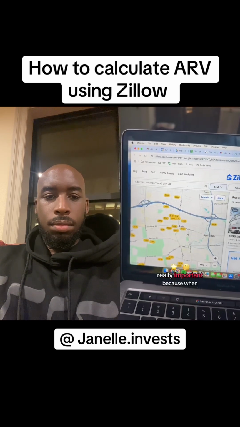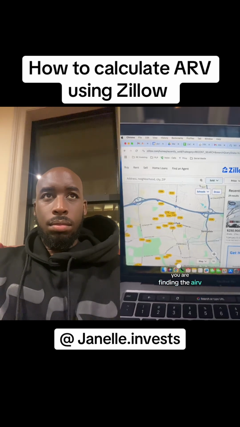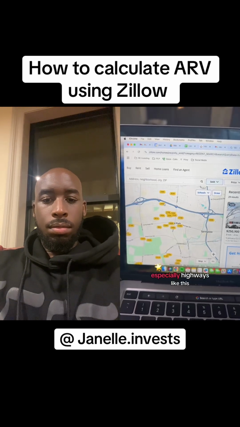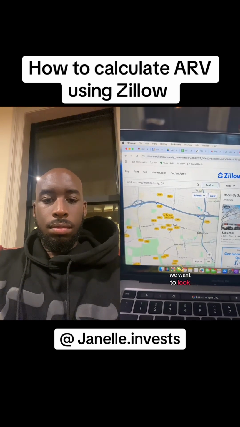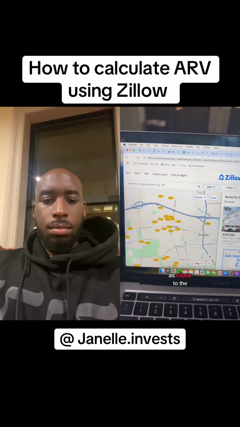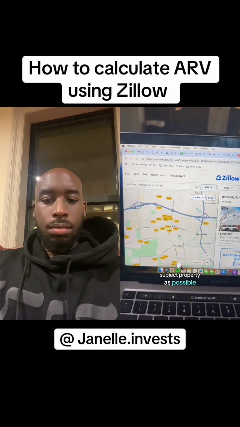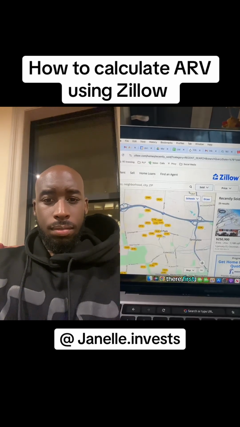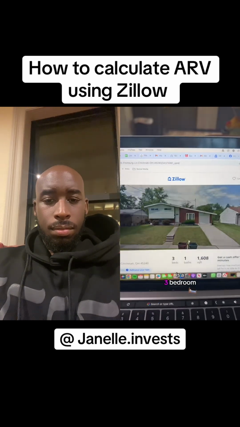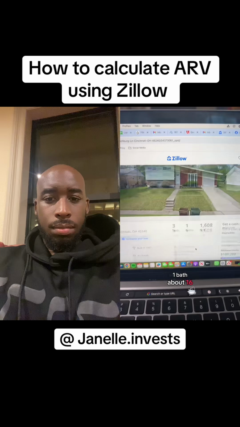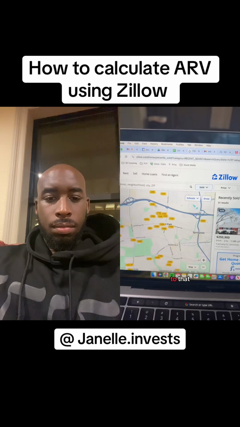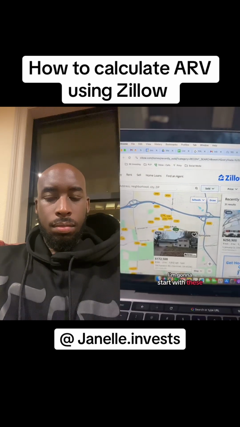And knowing this location is really important because when you are finding the ARV, you cannot or should not cross any major roads, especially highways like this. We want to look for comps, or comparable properties, as close to the subject property as possible. The subject property is right under Kemper Road, so I'm going to look there first. Remember, the house that we're looking at is a 3-bedroom, 1-bath, about 1,600 square feet, built in 1957. So we want to find a house that is similar to that. Let's start taking a look here.